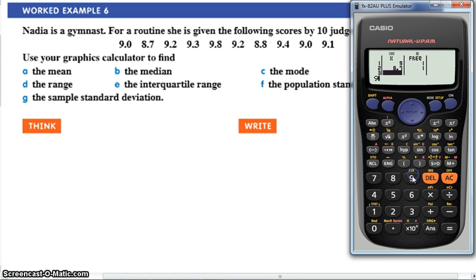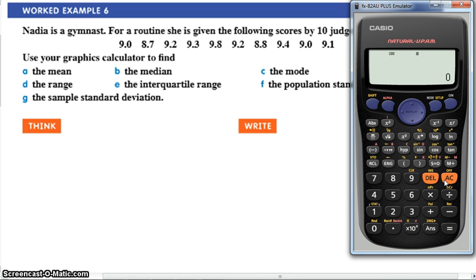equals 9.2. And normally what I would do is I would tick them off as I go so that I don't stuff it up. Because if you're entering 100 data points, you can get confused when Perry walks in and goes, okay, so we've got 9.2, then up to 9.3 equals 9.8 equals 9.2 equals 8.8 equals 9.4 equals 9.0 equals and 9.1.